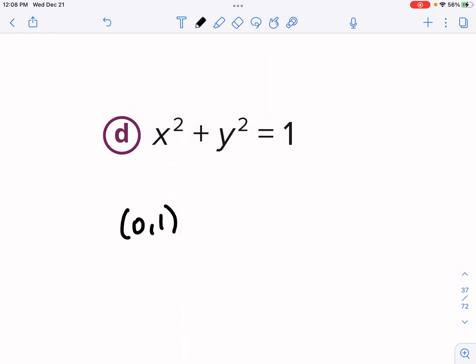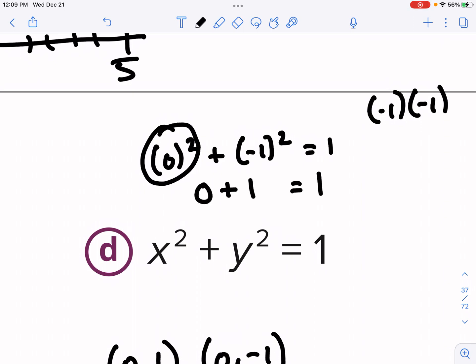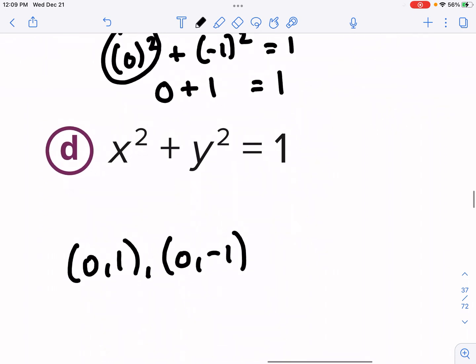Let me give you another one. Let's say 0, negative 1 also works out. If I put this in parentheses, 0 squared plus negative 1 squared equals 1. 0 squared, we already said, is 0, but negative 1 squared means negative 1 times negative 1. We know that a negative times a negative is a positive, and 1 times 1 is 1. So it's a positive 1. It's exactly the same result as we got in the last one. 0 plus 1 is 1. So this also works out.